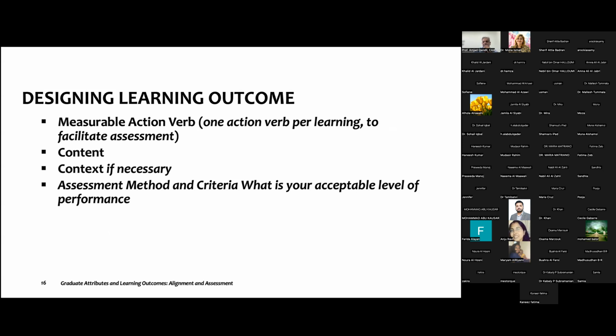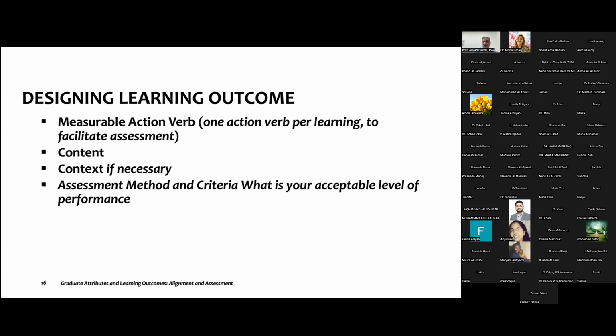So learning outcomes should always start with a measurable action verb. Prefer to have one action verb per learning outcome. I started by saying I prefer because I know that there are other schools that say you can put 2, 3, sometimes 5 learning outcome verbs in the learning outcome. I prefer one action verb to facilitate assessment.